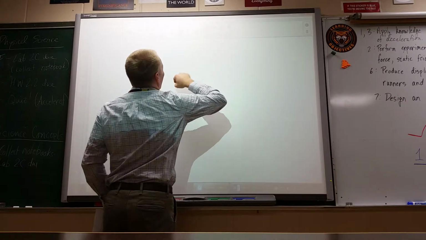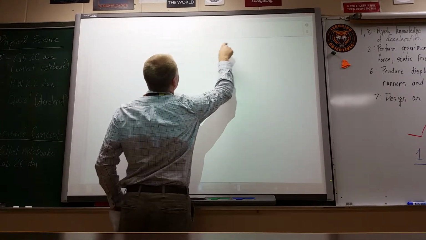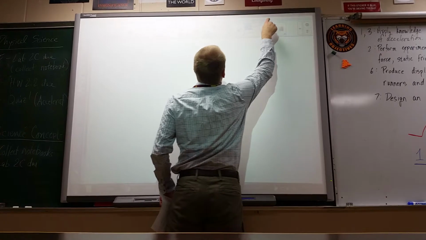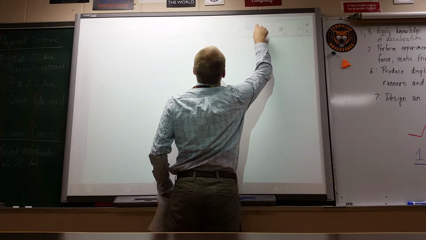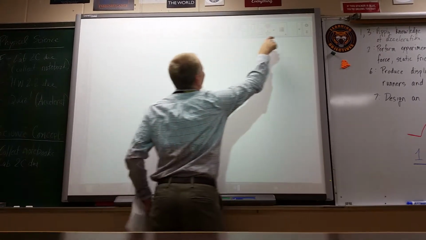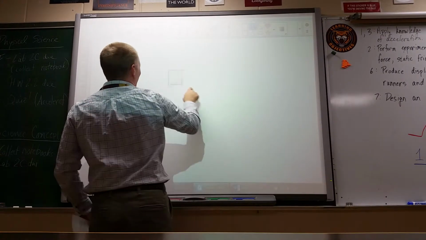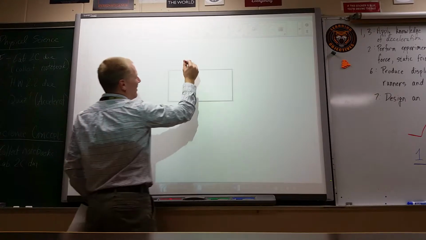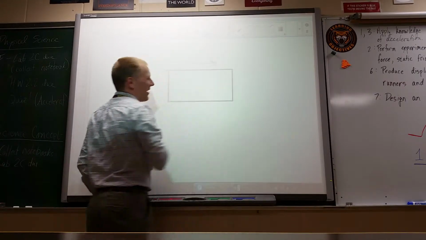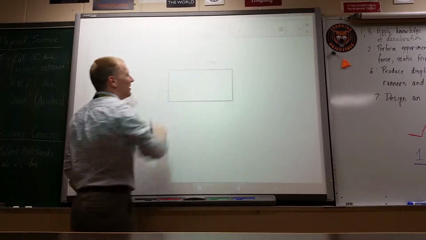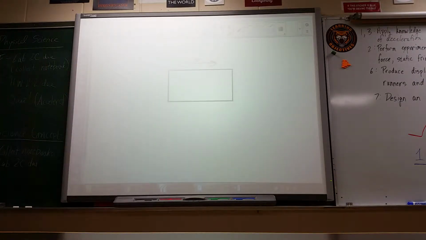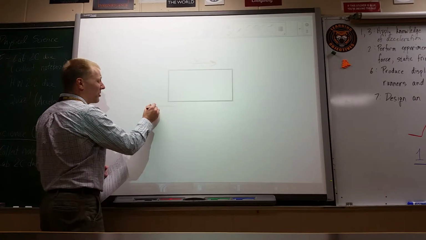So we have our moving object here, and let's say that it's moving in that direction, so it's got a velocity. What direction does kinetic friction act on it? Opposite direction of its motion.